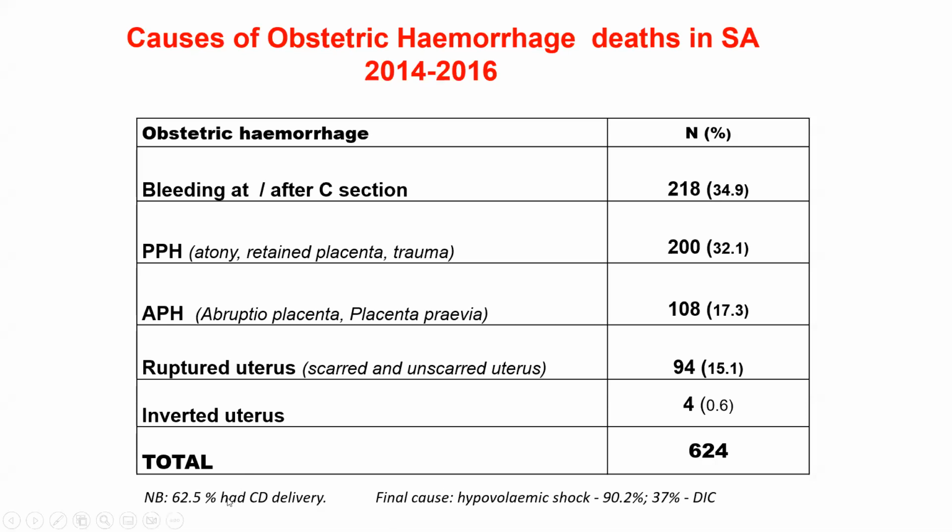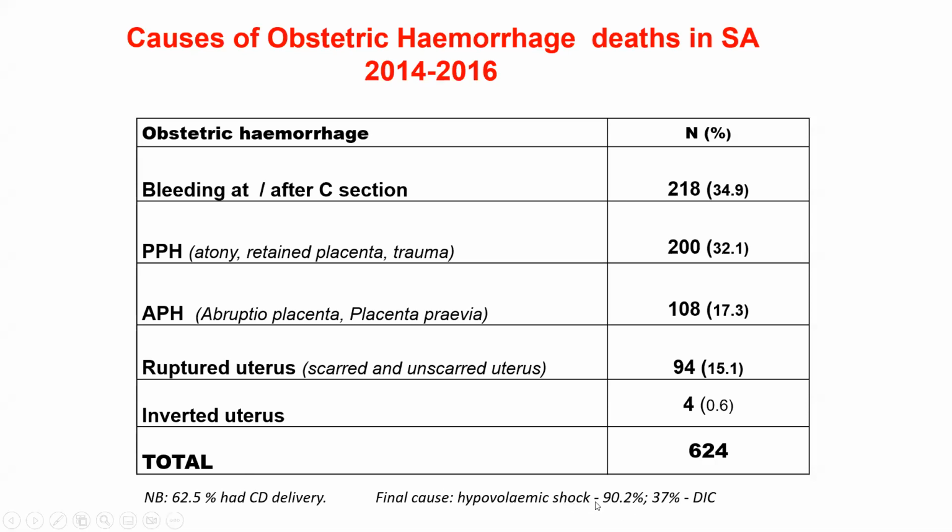At the bottom of the slide, the majority of these patients had cesarean sections. When they further analyzed the reports of the maternal deaths, for most of these patients the indications for cesarean sections were not quite clear. So we are doing unnecessary cesareans and we are causing a lot of mortality and morbidity to our women. The other thing that I wanted to focus on is that most of these patients died from hypovolemic shock.